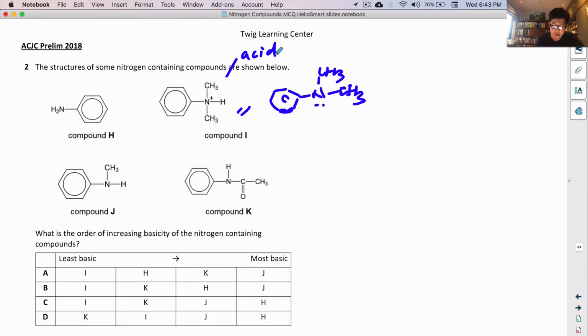Compound K is an amide, and amide we know is actually neutral.